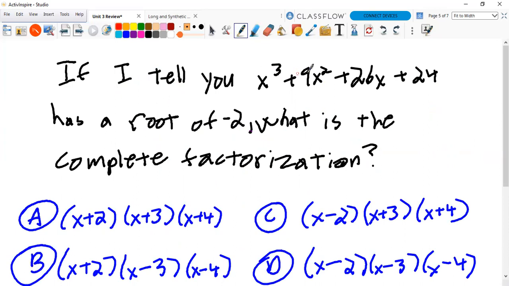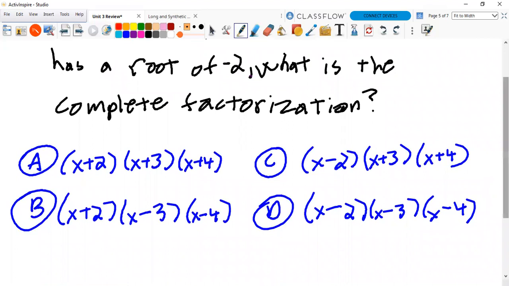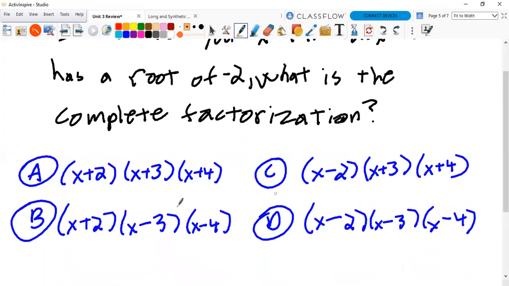If I tell you x cubed plus 9x squared plus 26x plus 24 has a root of -2, what is the complete factorization? That in its most basic form is taking one of those problems from the packet and turning it into a multiple choice answer. We pretty much do the same work. Y'all can see that it's all 3 factors. I might even use the same one on the test or one pretty close to it. All the numbers are the same, just different combinations of signs.